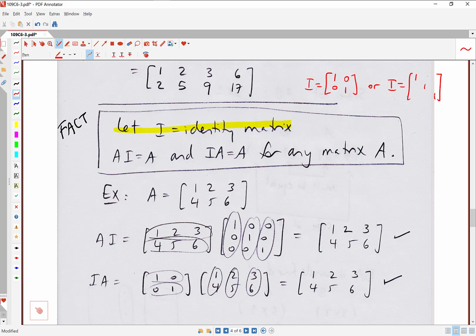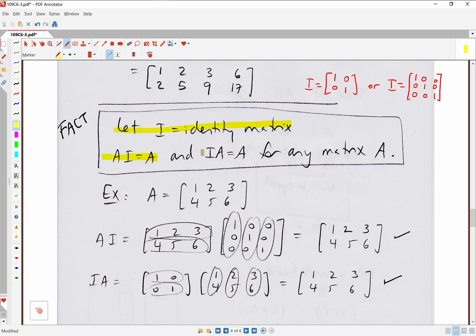So it's got ones from the top left to the bottom right, and it's got zeros everywhere else. And the shorthand notation for that identity matrix is just I. Okay, so let's let I be the identity matrix. A useful fact that we're going to be using throughout this chapter is that if you take any matrix A and you multiply it by I, you get back your original matrix A.